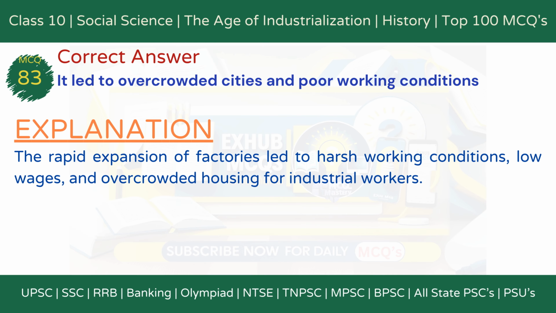The correct answer is option B. It led to overcrowded cities and poor working conditions. Explanation. The rapid expansion of factories led to harsh working conditions, low wages, and overcrowded housing for industrial workers.